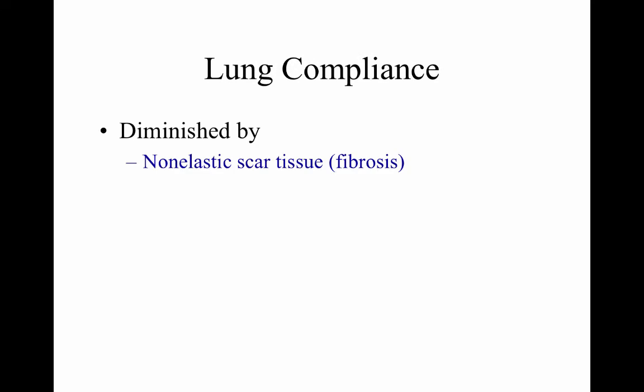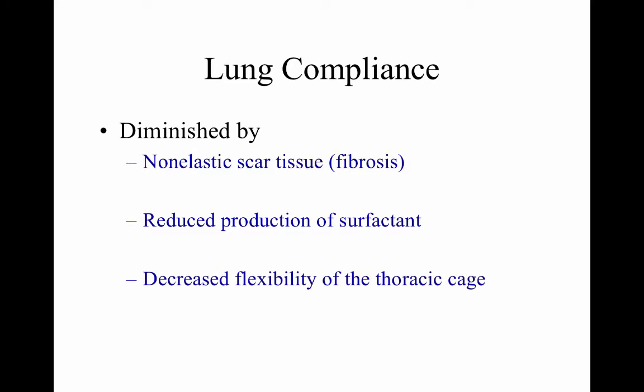Lung compliance can be diminished by non-elastic scar tissue or fibrosis, damage within the lungs, reduced production of surfactant when alveoli stick together, and decreased flexibility of the thoracic cage. So over time or through damage, broken ribs, different things, the flexibility of the thoracic cage can be compromised, and all of these items will lead to diminished lung compliance.